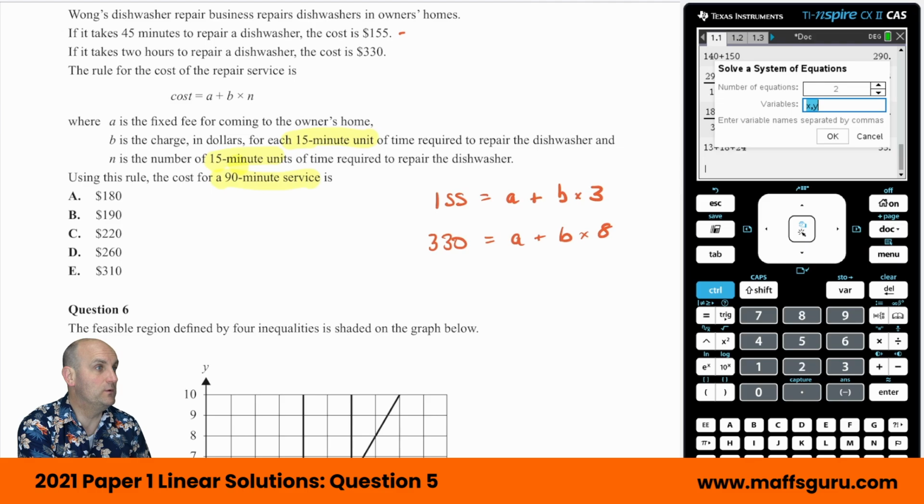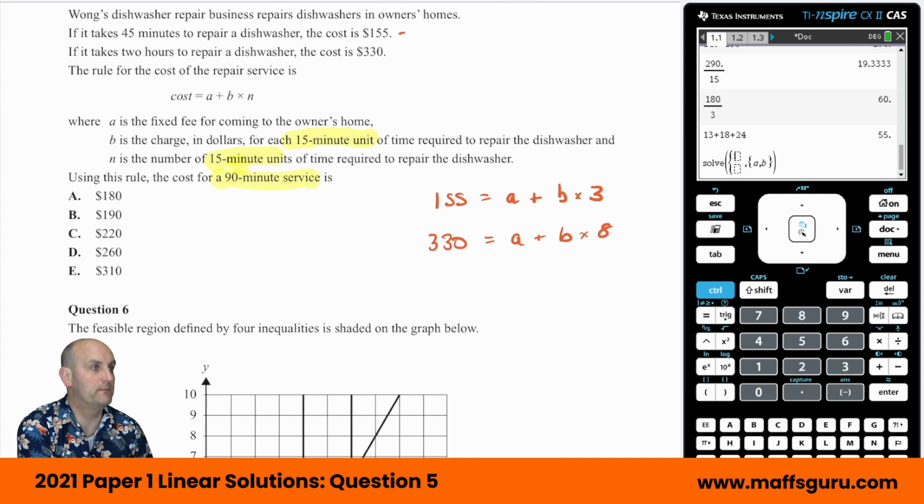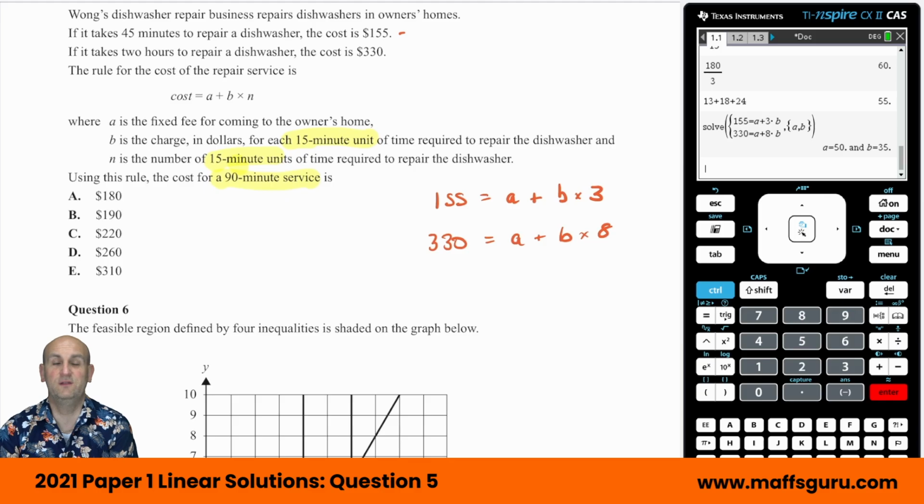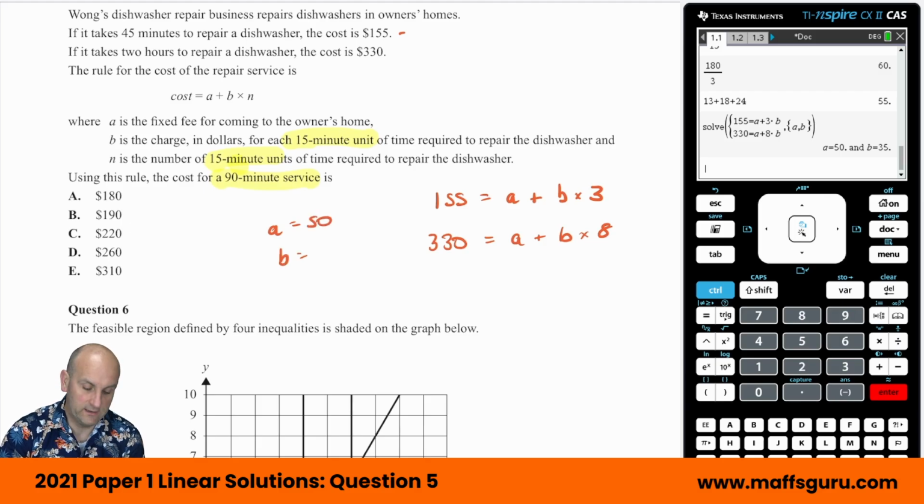How many equations? 2. I'm going to use A, comma, B there, just so I don't confuse myself. Let's put in my 2 equations. So 155 equals A plus 3B, and the next one gives me 330 is equal to A plus 8B. Hit enter, and there we go. If you've got some really funky answers there, then the chances are you're wrong. So what we now know is A is equal to 50 and B is equal to 35. A is the fixed charge and B is the cost per 15 minutes.